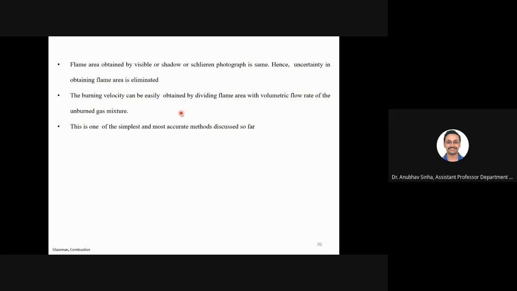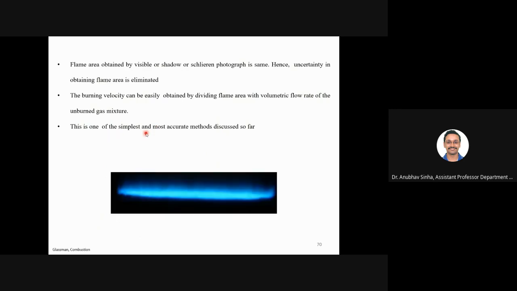I know what is the m dot for fuel. I know what is the area. So I can obtain what is the flame speed. And as I said, this is one of the simplest and most accurate methods discussed so far. Only thing is your cooling should be proper.